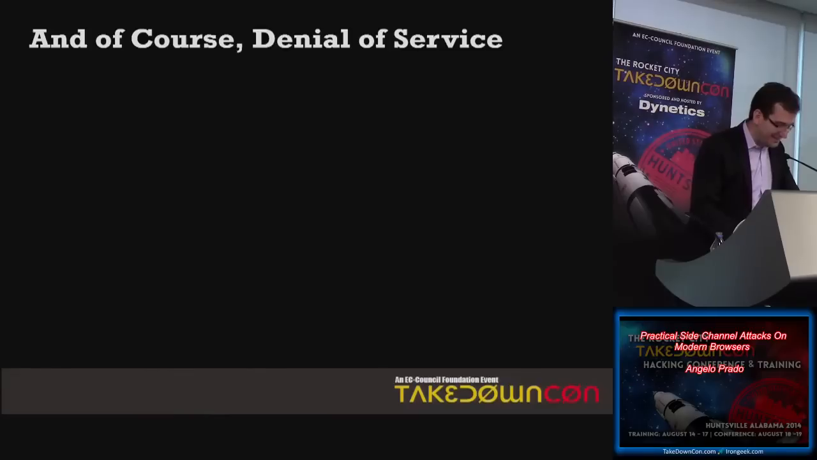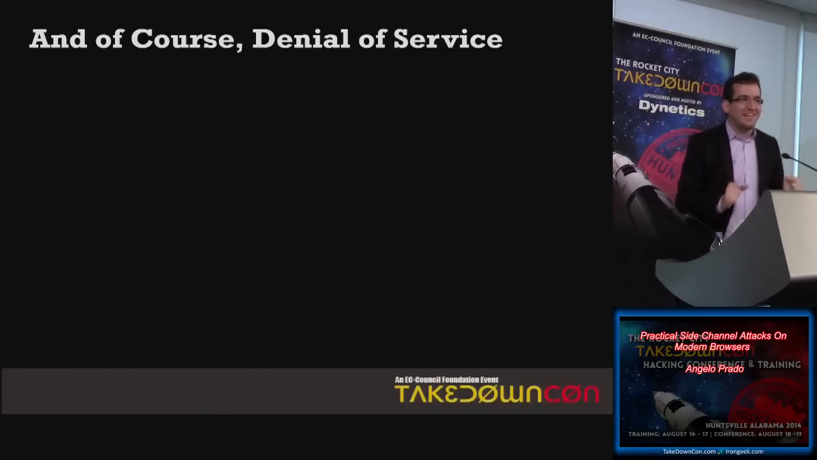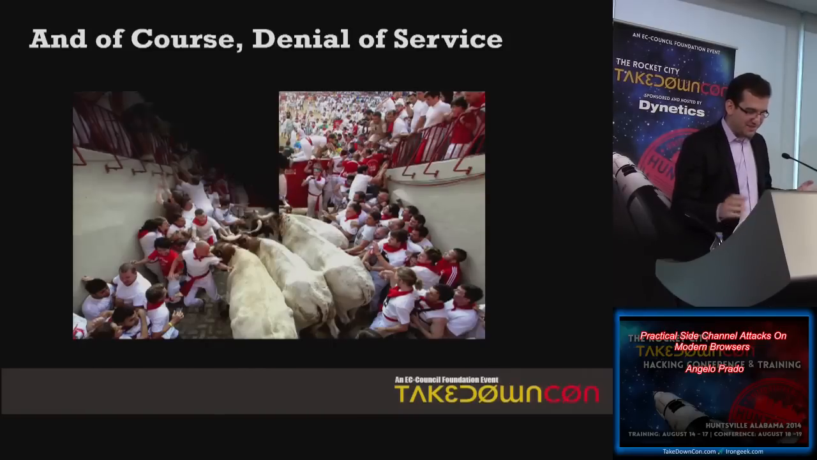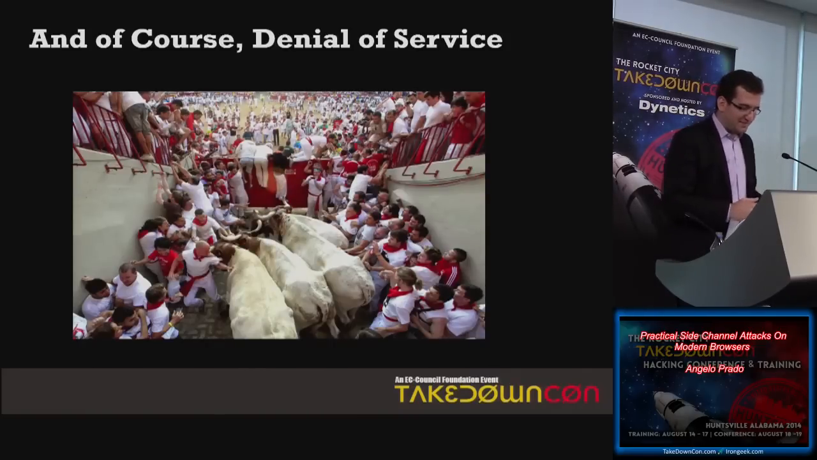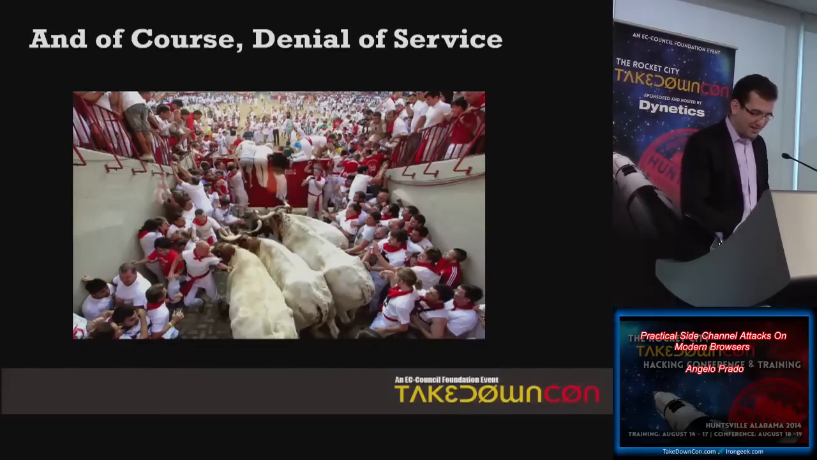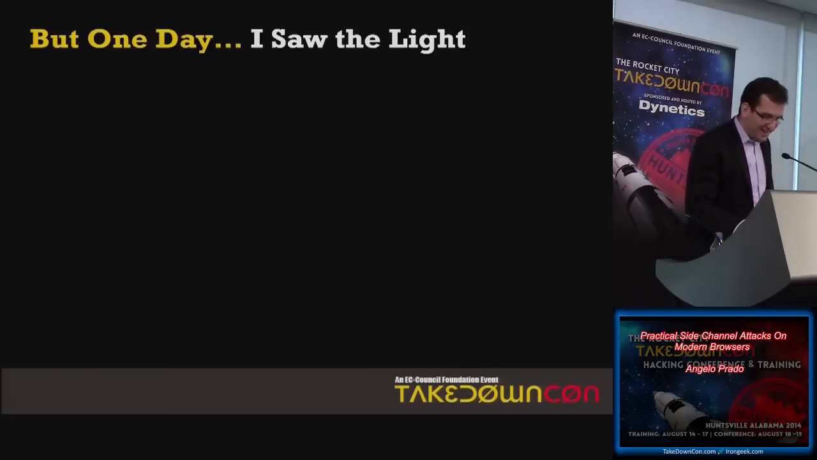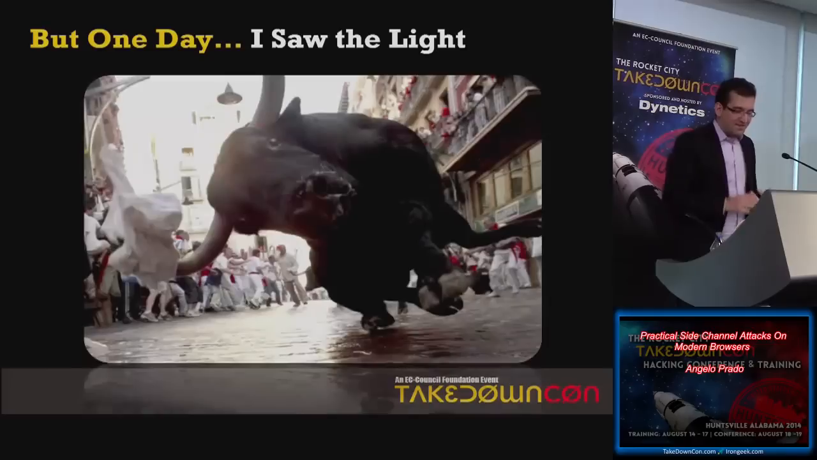As you can see, this is a very technical talk. And of course, denial of service, which is what happens when there's a bunch of drunk people that get in front of four bulls, and of course the bulls are going to run over you because that's what bulls do. They don't know any better. You should know better.